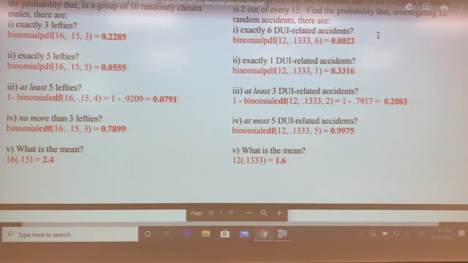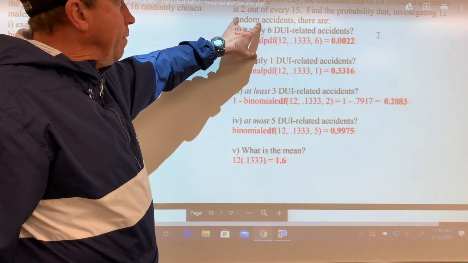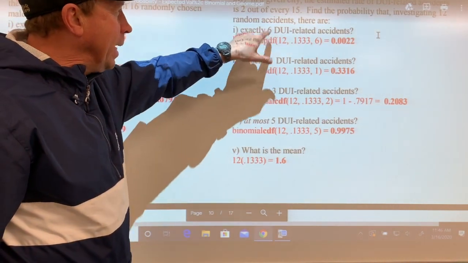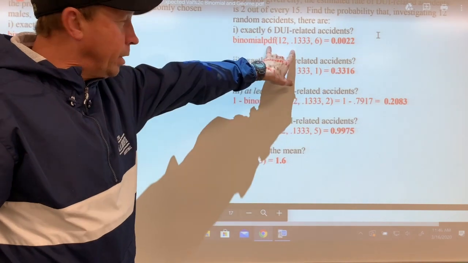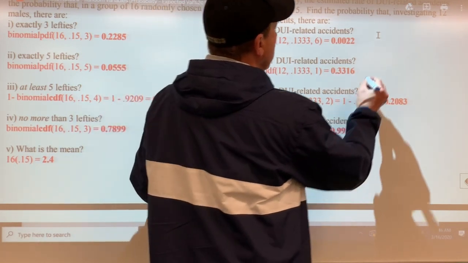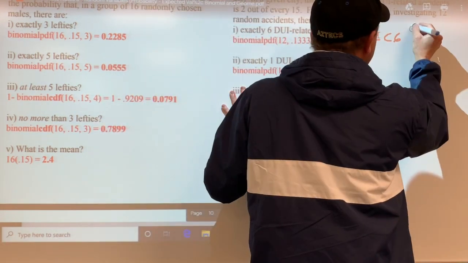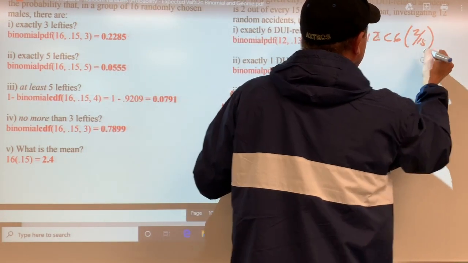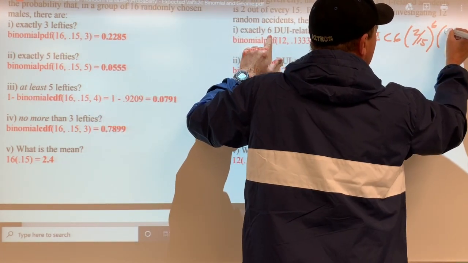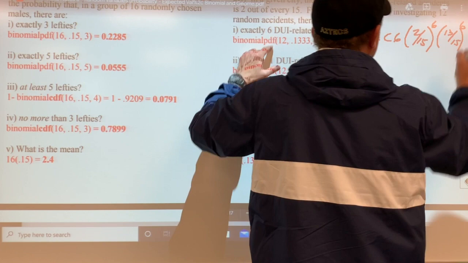Okay. In a given city, the estimated rate of DUI-related accidents is 2 out of every 15. Find the probability that in investigating 12 accidents, there are exactly 6 DUI accidents. Exactly 6. You see how to do it in the calculator, but exactly 6 by hand would be 12 choose 6 times 2/15 to the 6th, times 13/15 also to the 6th, okay?